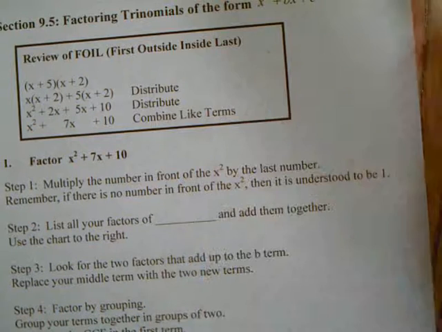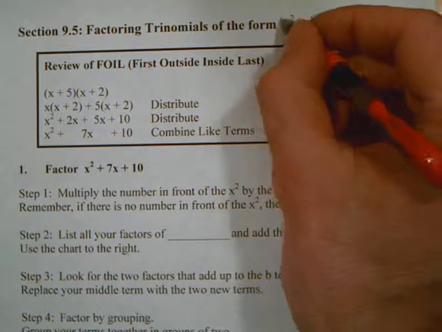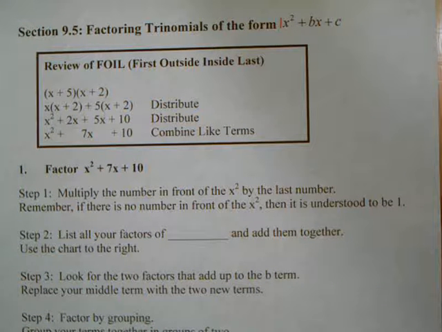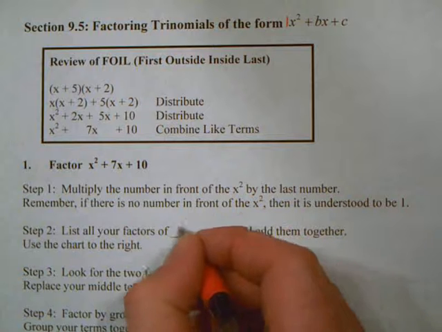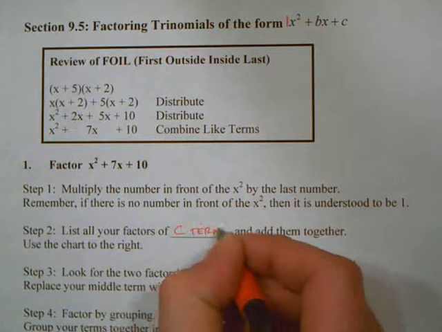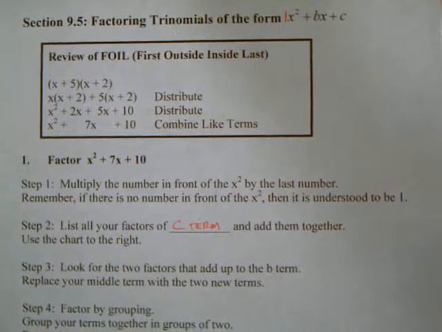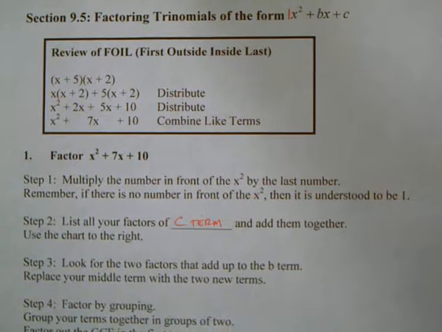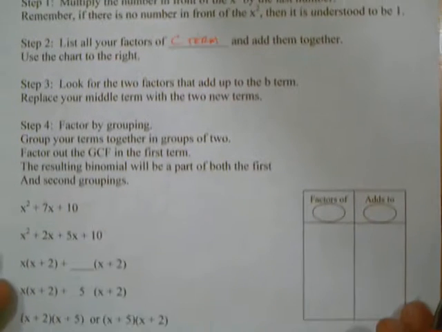So in all of our problems today, the number in front of the x squared is going to be assumed to be 1. If that helps, draw it in. The first thing we're going to do is list all the factors of the c term and add them together, using the chart at the bottom right. Then we look for two of the factors that add up to the b term. After we do that, we replace that middle term with the two new terms and then factor by grouping. And I'll show you how to do that.